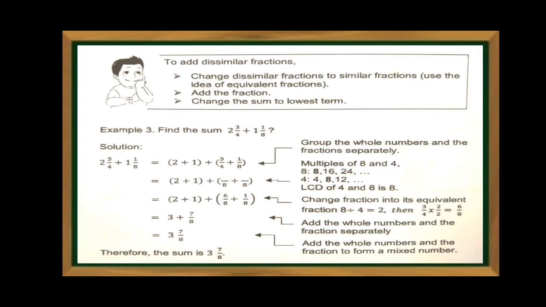Then, next we're going to change the fraction into its equivalent fraction. So 8 divided by 4 equals 2. Then 3/4 times 2 over 2 equals 6 over 8. Then add the whole numbers and the fractions separately. So it becomes 3 plus 7 over 8. Then add the whole number and the fraction to form a mixed number. So it becomes 3 and 7/8. Therefore, the sum is 3 and 7/8.